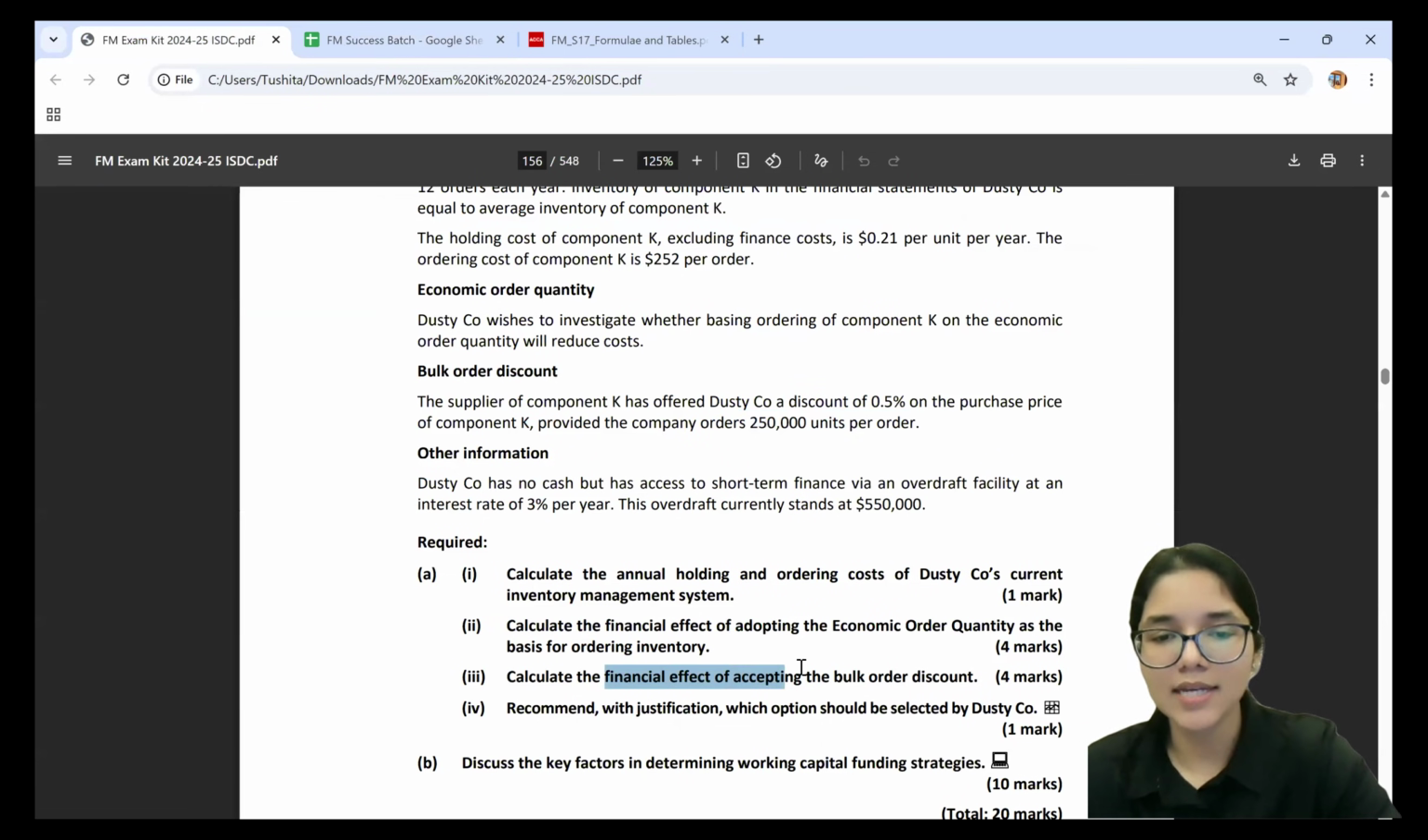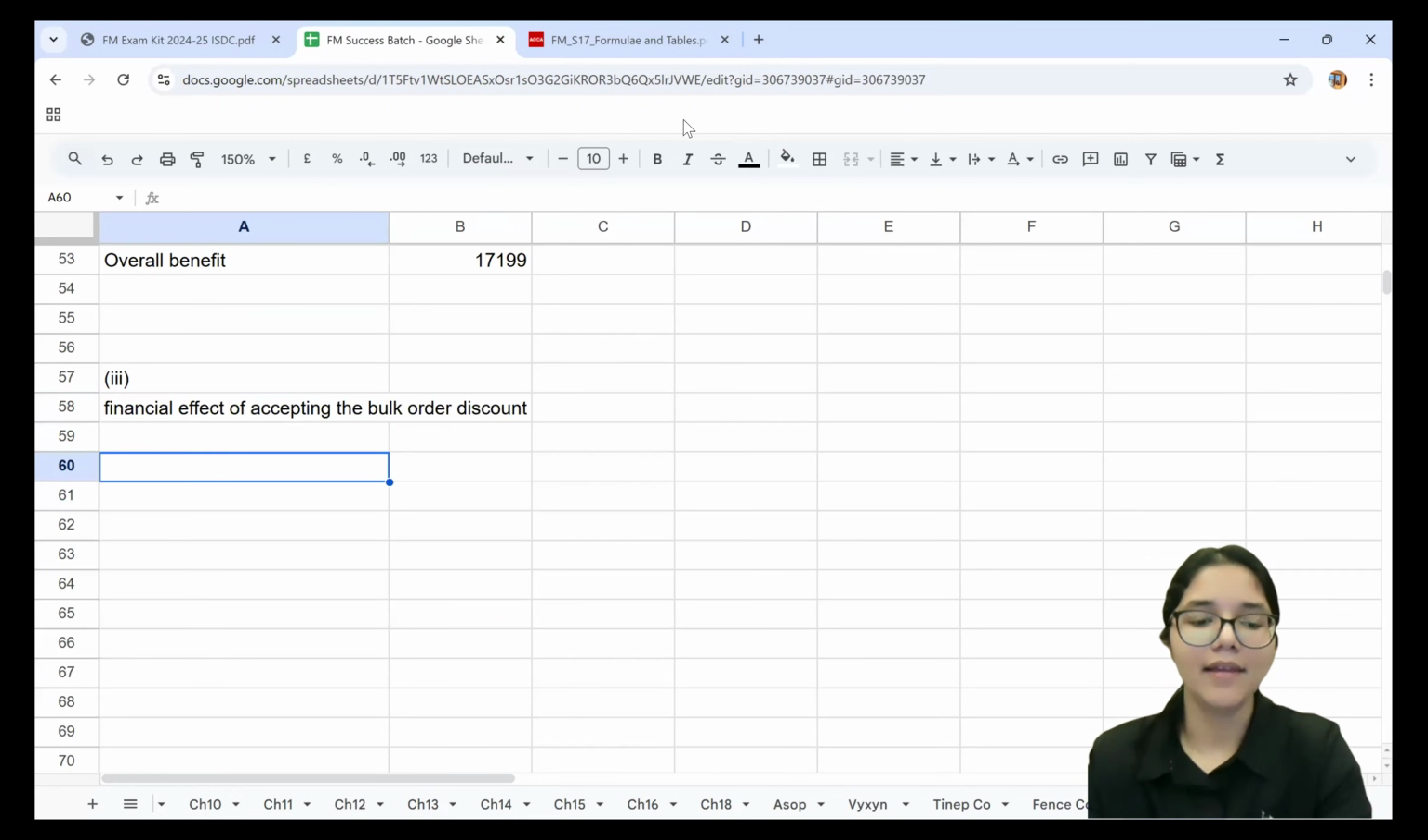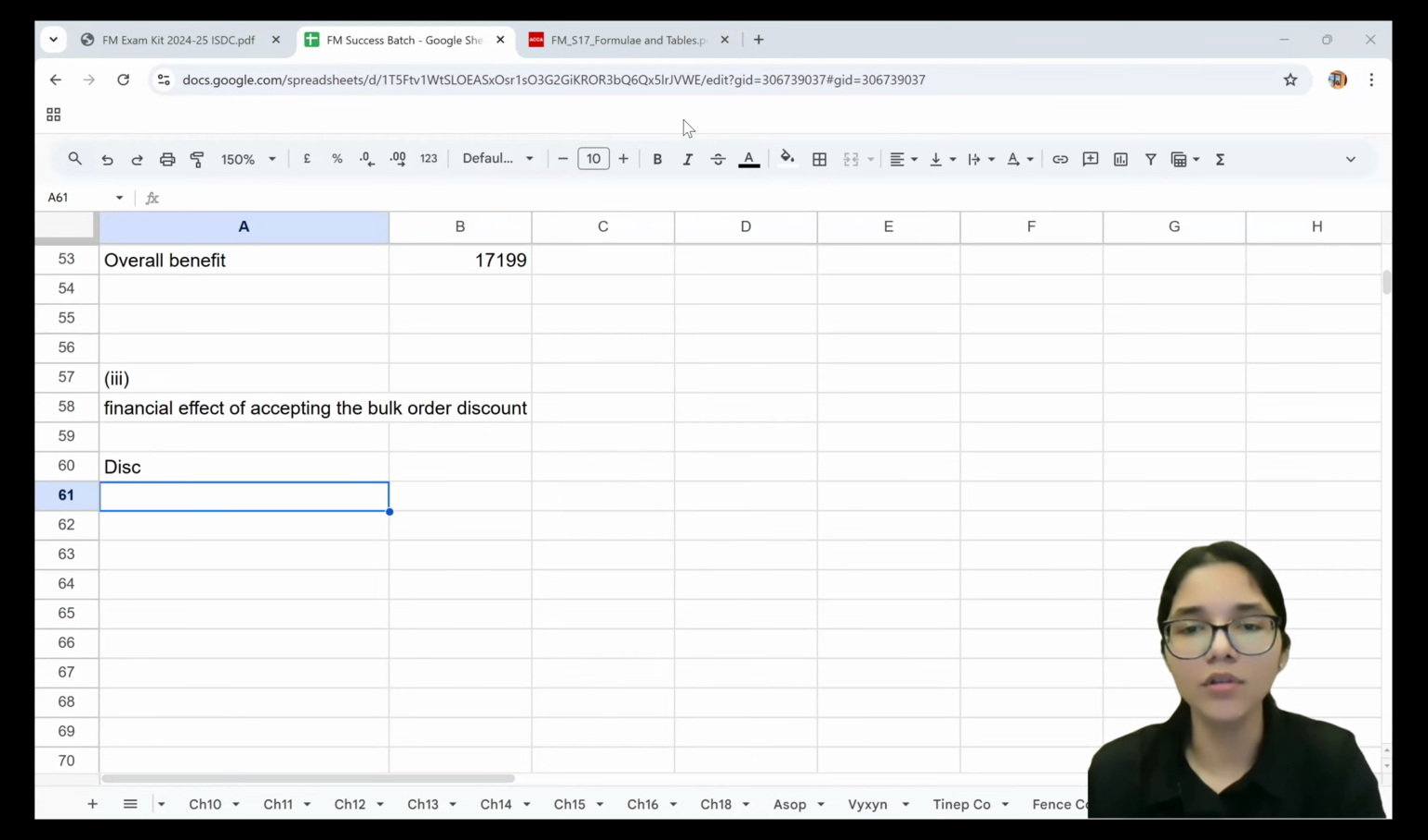So what you do is this is your calculation for the third part, and you can copy paste the requirement itself, financial effect of accepting the bulk order discount. So I copy paste this over here, and then I find out that if the business goes ahead with the discount, what are the different costs going to look like?